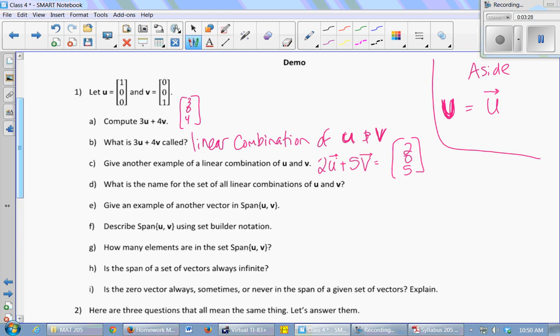What's the name for the set of all linear combinations of u and v? Span of u and v. So the span of u, v is the set of all linear combinations of u and v. So it's a set. And we have listed 2 elements of the set so far. 3, 0, 4 and 2, 0, 5 are both vectors that are in the span of u and v. They're linear combinations of u and v. What's another vector in the span of u and v?